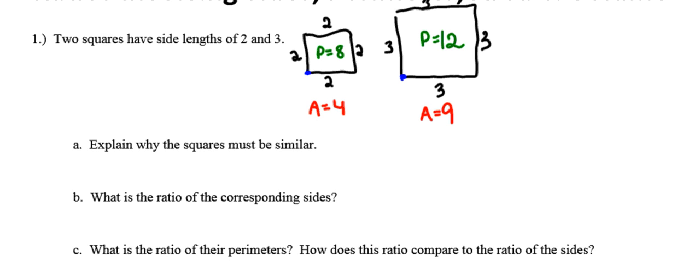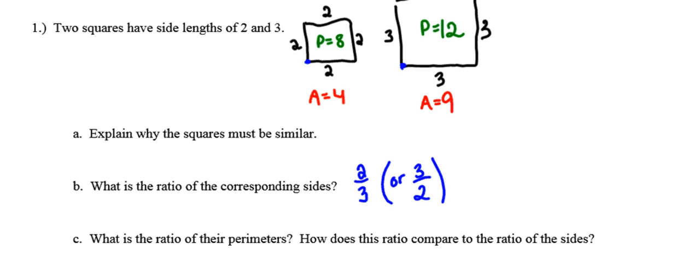I can do this a couple different ways. I can compare the bigger one to the smaller one, or the smaller one to the bigger one. If I write their ratio comparing the smaller to the larger, the comparison between their two corresponding sides is going to be 2 to 3. But again, if you want to think about it comparing the larger to the smaller, 3 to 2 would be also acceptable. What is the ratio of their perimeters?